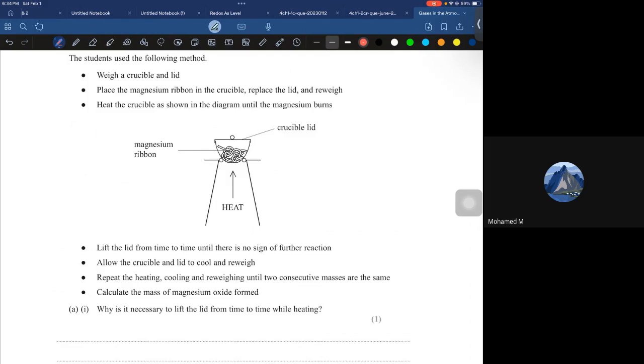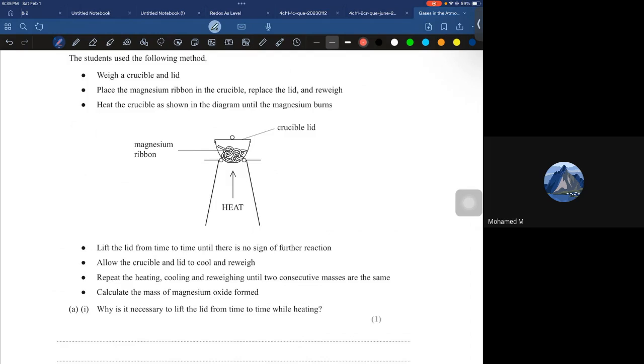The thing is that when you have any metal, it's going to react with oxygen, so ultimately its oxide would be formed. But if you are going to have a lid on that container, that is the crucible in this case, there would be no oxygen. So if you remove the lid, you allow the oxygen to react with this metal. If there is no oxygen, how can you expect that your oxide would be formed and magnesium is going to burn?